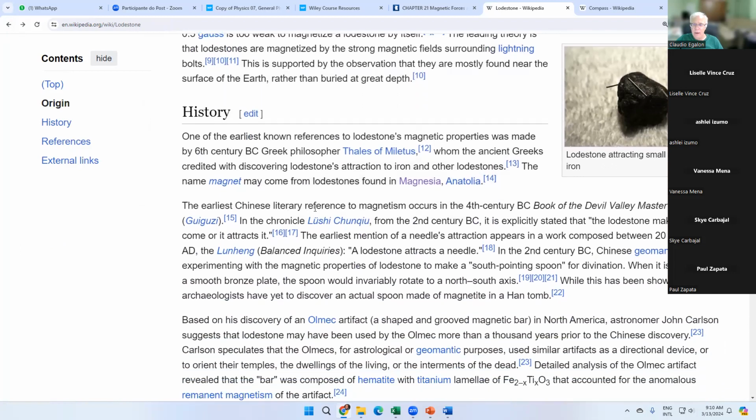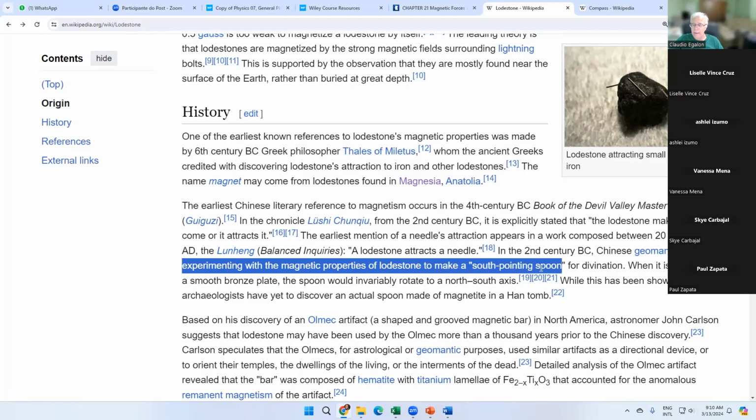The earliest Chinese literary reference to magnetism occurred in the 4th century, in the Book of the Devil Valley Master. In a chronicle from the 2nd century, it was explicitly stated that the lodestone makes iron come, or attracts it. The earliest mention of a needle's attraction appeared in a work composed between 20 and 100 AD: a lodestone attracts a needle. In the 2nd century BC, Chinese geomancers were experimenting with the magnetic property of lodestone to make a south-pointing spoon.